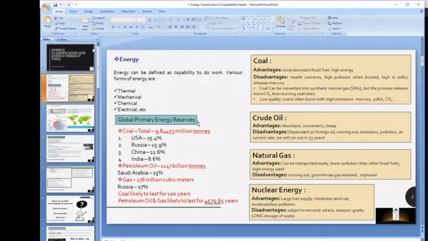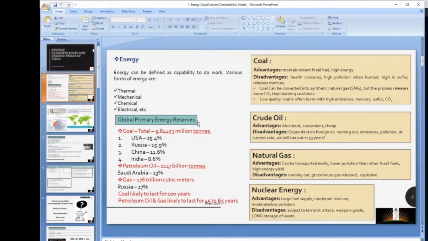Now, if we talk about the energy sources, the global primary energy sources, we can say coal, the basic conventional energy. We generate it from coal. Coal, you can see, is most abundant in the USA, followed by Russia, China, and lastly India. Coal is a high-grade energy. It generates a large amount of electricity.